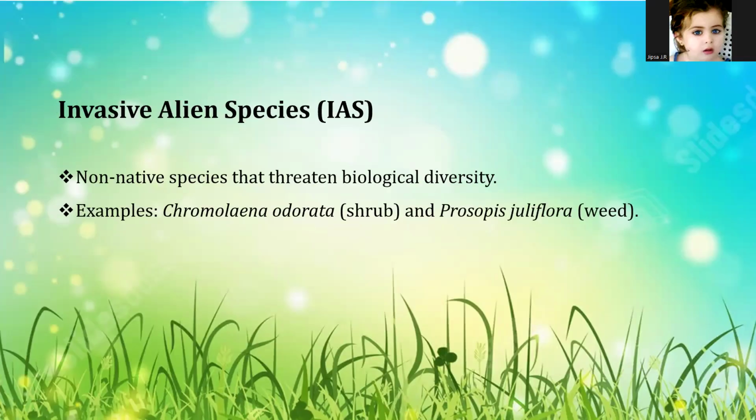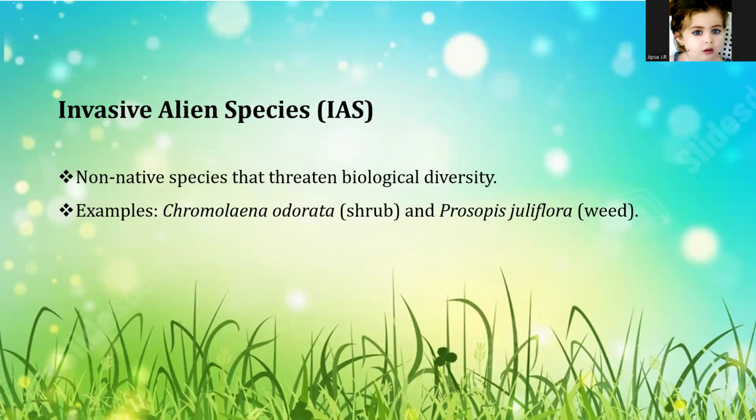Next is invasive alien species, or IAS. This slide provides a concise definition and specific example of invasive alien species, which are a major concern in ecology and conservation biology. The main content is: what is IAS? What are invasive alien species? According to this slide, these species have two defining characteristics: non-native and threatening.